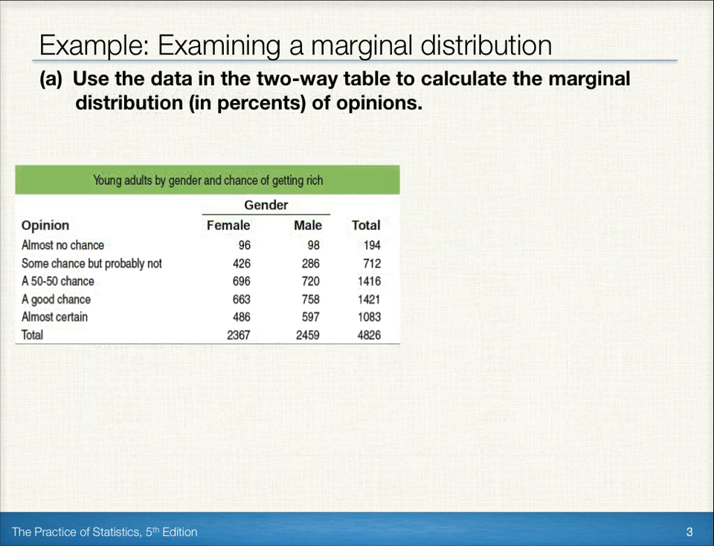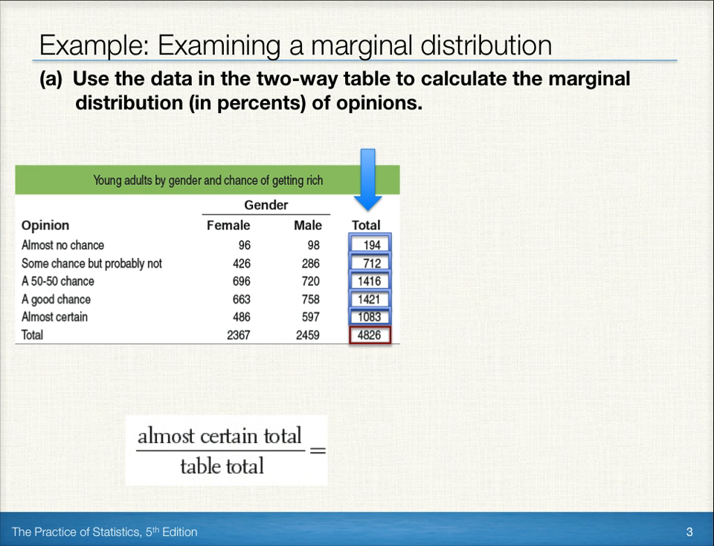Let's use the data in this two-way table to calculate the marginal distribution in percents of the opinions. Recall that the marginal distribution of a variable is the distribution of values of that variable among all individuals described by the table. So to calculate the marginal distribution, we'll have to look at the total column for this particular example. We'll want to look at the individual totals for each category and consider the total number of individuals represented by the table. So for example, looking at the almost certain category, we can calculate the percent of opinions there by dividing almost certain total by table total.